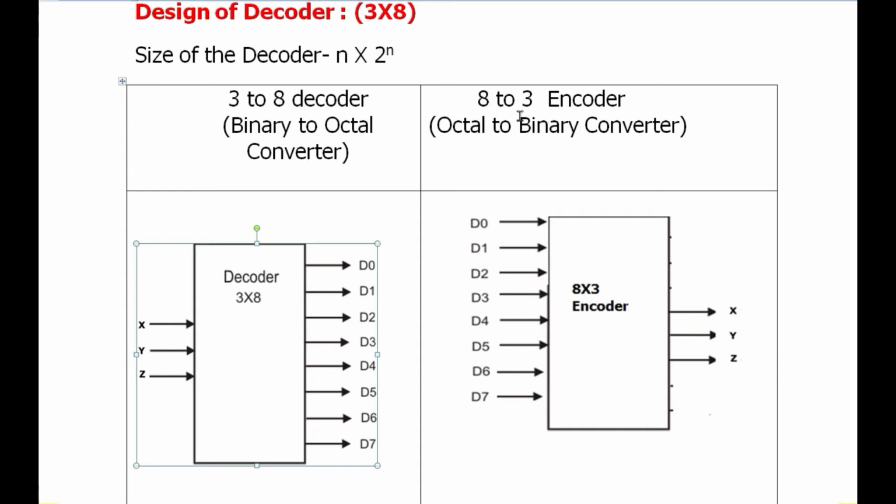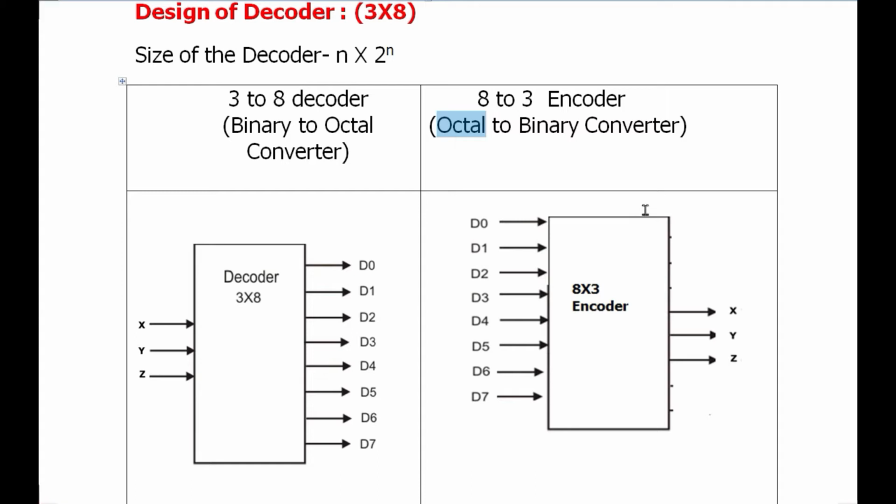Now it has 8 inputs and 3 outputs, and it is also called an octal to binary converter because octal has 8 digits, 0 to 7. The same 0 to 7 inputs are there, and we get the equivalent 3-bit binary number, hence it is called an octal to binary converter.